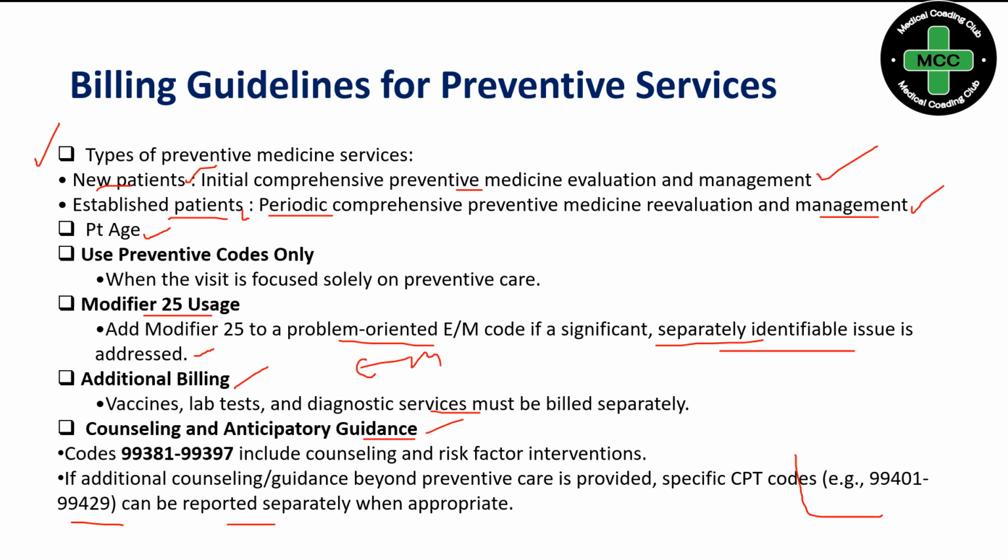So overall, the important things in the coding guidelines are: we first check whether the patient is new or established, then the patient age, then when to use only preventive service, and modifier 25 usage. Additional billing is also important. We will see the code set and understand it better.